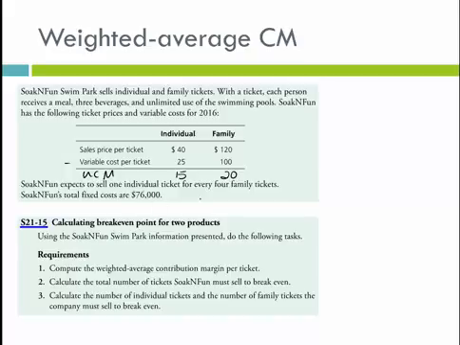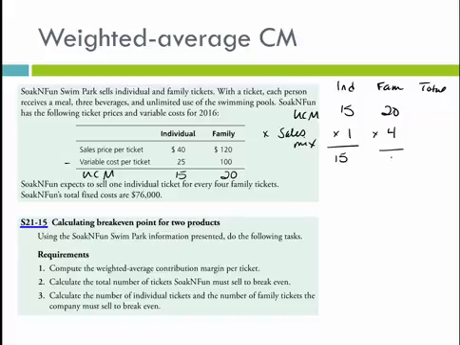So the first thing we're going to do is the weighted average contribution. This is how they do it: individual, family, and total. The unit contribution margin for individuals was 15, and for families it's 20. We take that times the sales mix, all right? So we sell one individual ticket for every 4 family tickets. There are different ways to do it, but this is how they do it in your book. I get 15 there, and I get 80 there. So I have 5 parts, and the total here is 95.